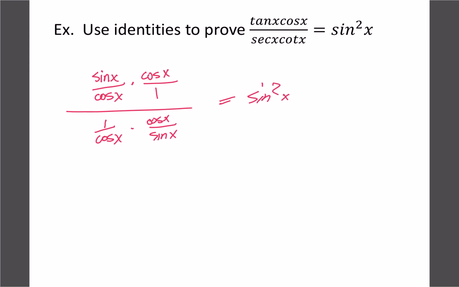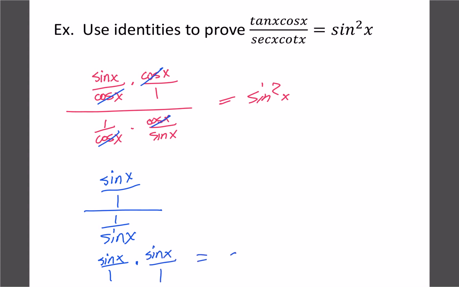So now we can see on the top we get the cosines canceling, and on the bottom we get the cosines canceling. So this simplifies to sine x over 1 divided by 1 over sine x. So let's multiply those out. So sine x over 1 times the reciprocal, sine x over 1, and sine x times sine x is sine x squared. We got 2 of them, so we've gone far enough. We've proved this to be true.